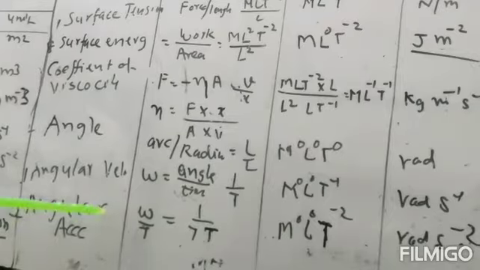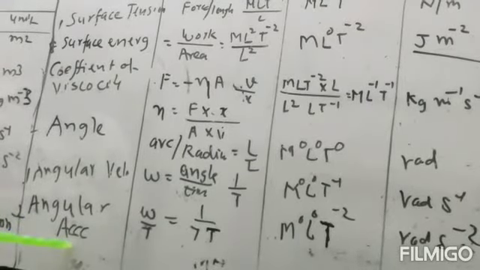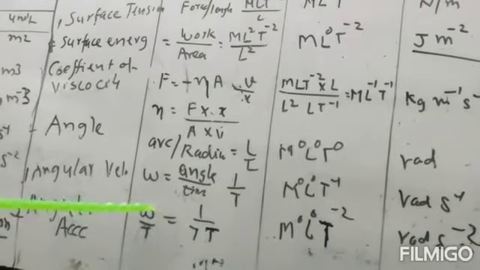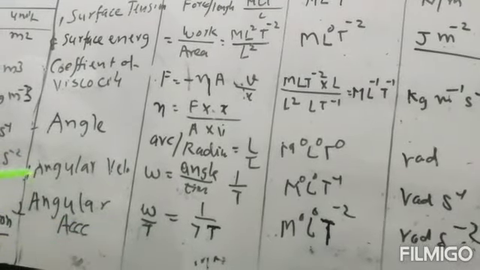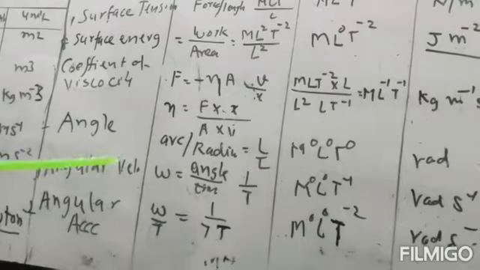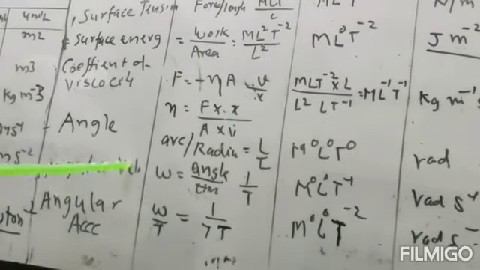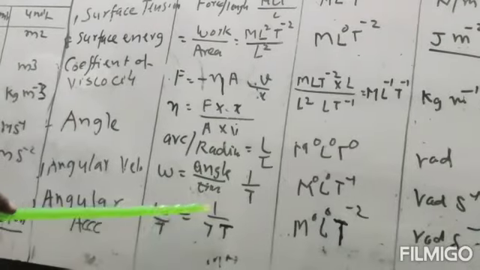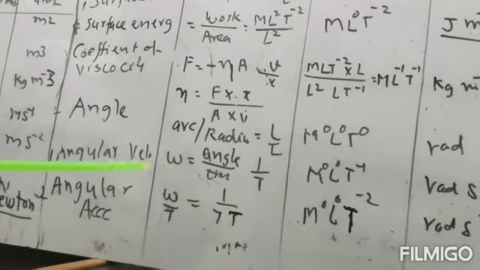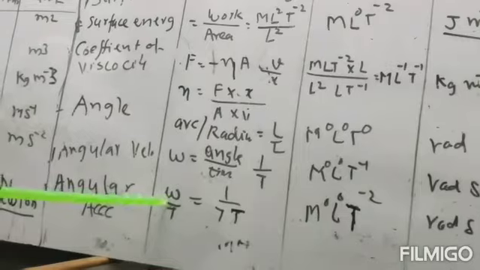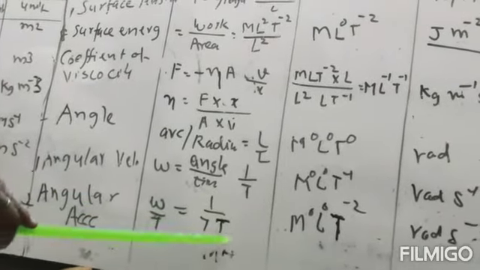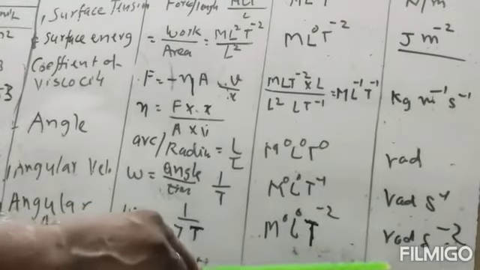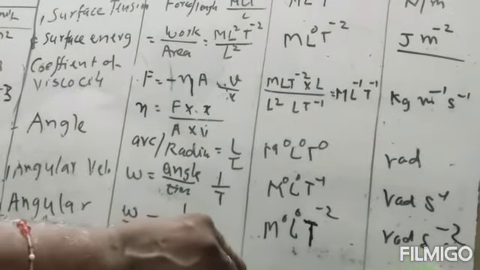Similarly, what is the angular acceleration? Similar to linear acceleration, this is angular acceleration. Angular acceleration is angular velocity per unit time. Let's say the linear velocity is distance per time, and angular velocity is angle per time. So angular acceleration will be equal to omega by t. So it will be equal to M^0 L^0 T^-2, and its unit is radian per second square.